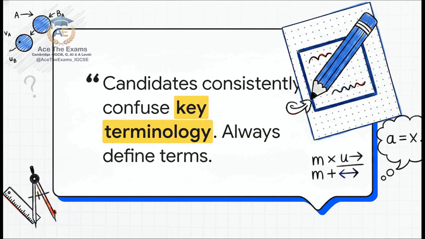Do not just assume the examiner knows what you magically mean by u and v if you have multiple particles moving around. Define your variables. Literally write down, let v subscript A be the final velocity of particle A. This level of absolute clarity eliminates all confusion and completely secures your method marks."